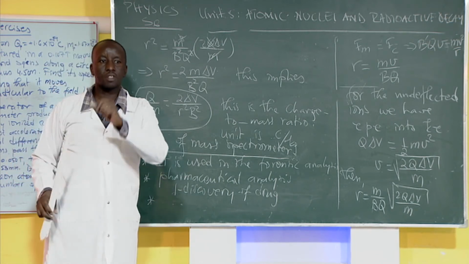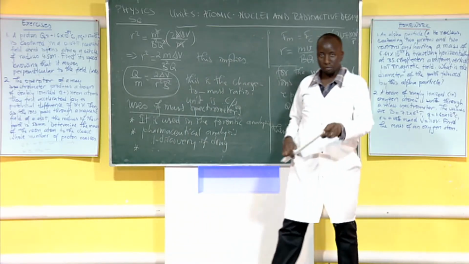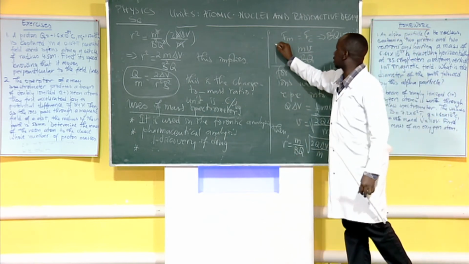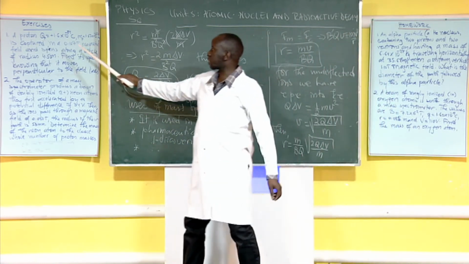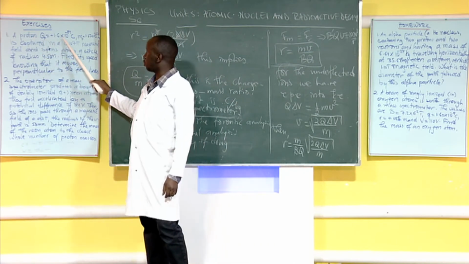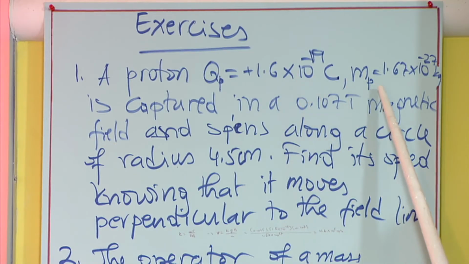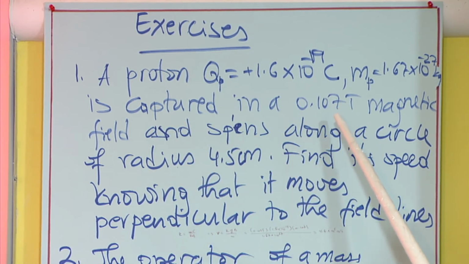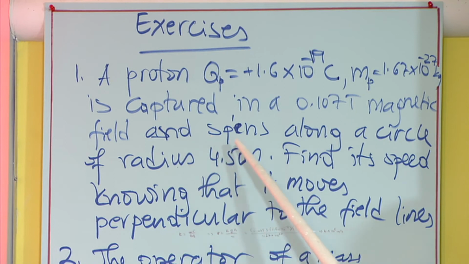Now, students, let's have some more numerical applications of what we have determined, of expression number 1 and expression number 2. Hope you still remember these expressions. Now, students, we have example number 1. A proton, with charge Qp, and the mass of the proton given, is captured in a magnetic field of 0.110 Tesla and spins around a circle of radius 4.5 centimeters. Find its speed, knowing that it moves perpendicular to the field lines.